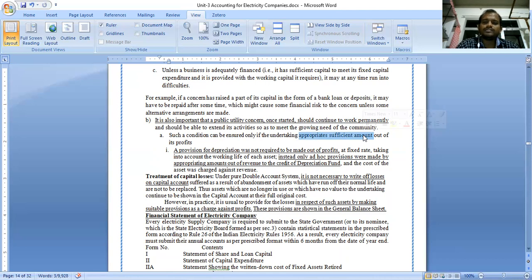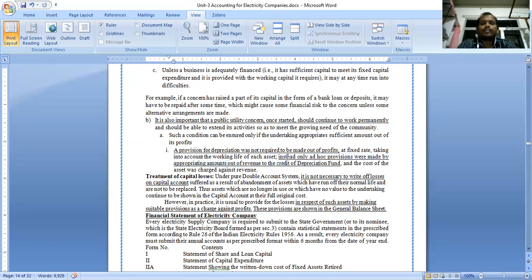So what kind of funds are those? So just now I told you depreciation. See, a provision for depreciation was not required to be made out of profits. Instead, only ad hoc provisions are made by appropriating amounts out of revenue to the credit of depreciation fund.